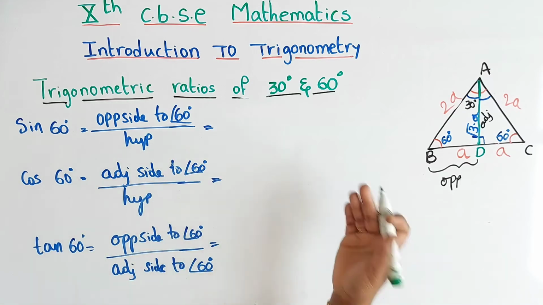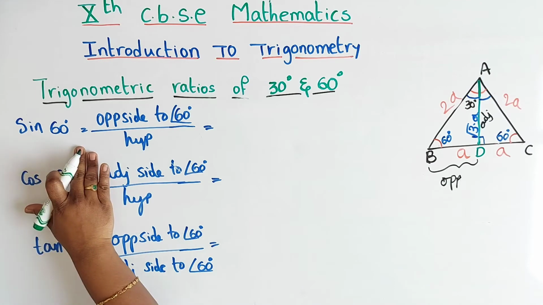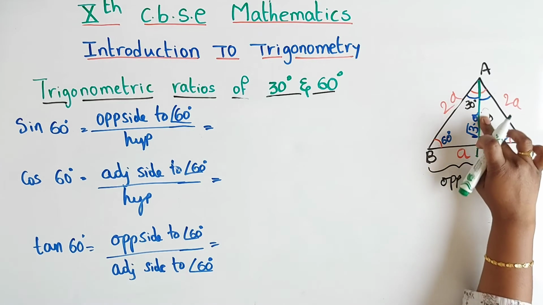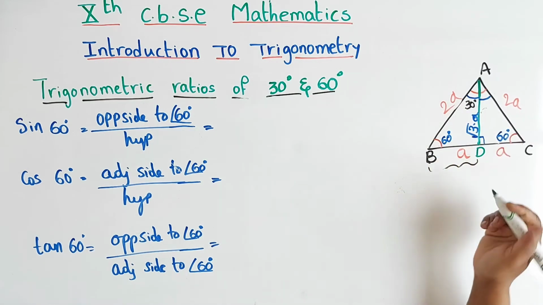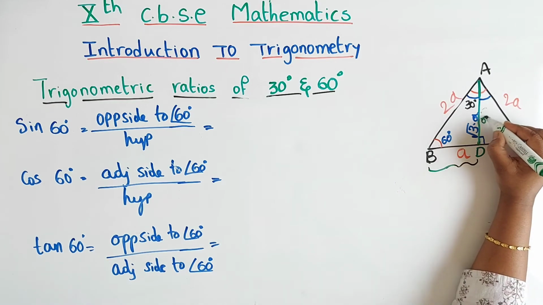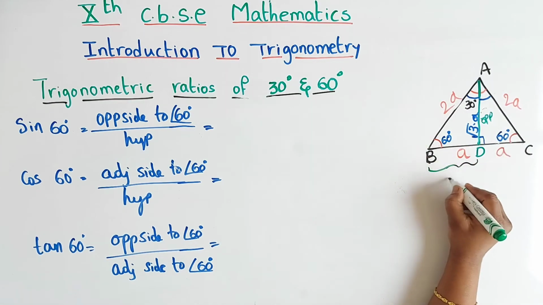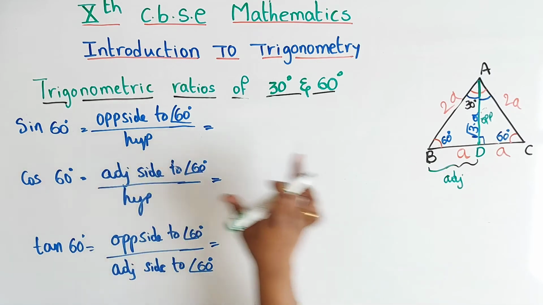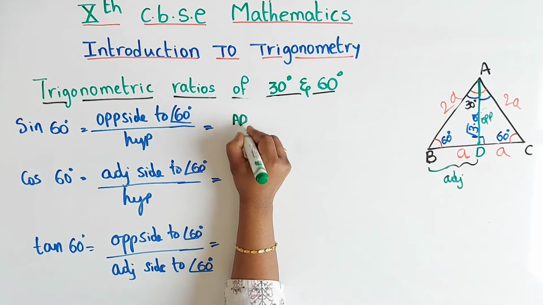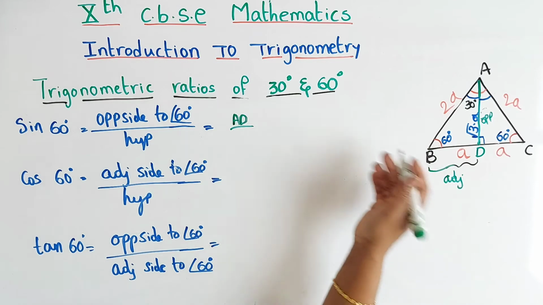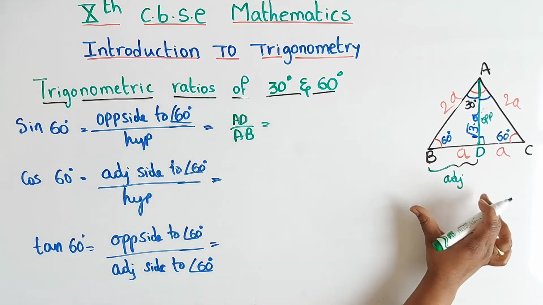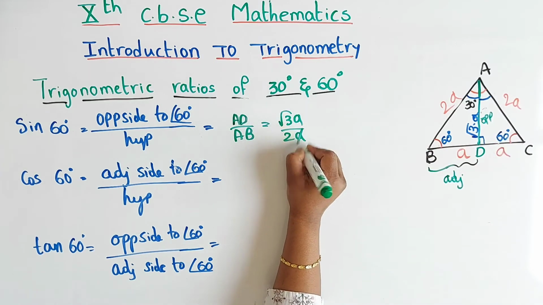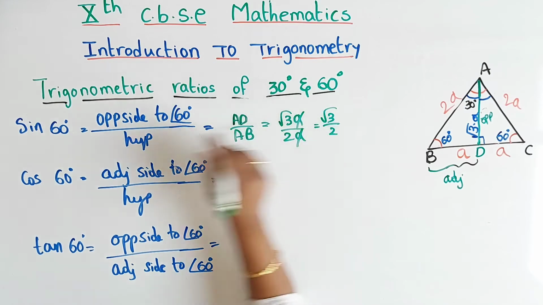Let's find out trigonometric ratios of 60 degrees now, children. Sin 60 degrees, opposite to 60 degrees divided by hypotenuse. Now 60 degrees is this one. So this will be opposite and this will be adjacent. So here I am writing this is opposite and 60 degrees adjacent, this one. Consider only this angle. So opposite to 60 degrees is AD divided by hypotenuse, we know 2A, that is AB. So AD value is root 3A divided by AB value 2A. A and A will get cancelled, root 3 by 2 is sin 60 degrees.